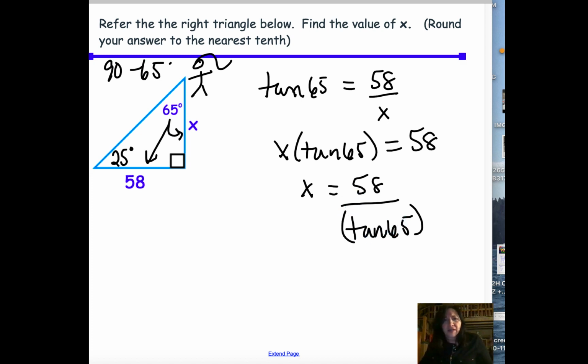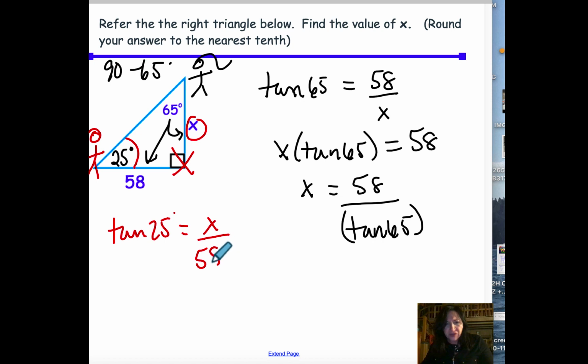The other option that I had was to put myself at this triangle, the end over here by this angle. And in doing that, I could also say tangent of 25, because you always use the angle where you are at. And by the way, you are not ever going to use this right angle here, only the corners. So tangent of 25 is equal to the opposite side over the adjacent side here, okay? And then for this problem, I would just cross multiply, right? X is equal to 58 times tangent of 25 degrees.